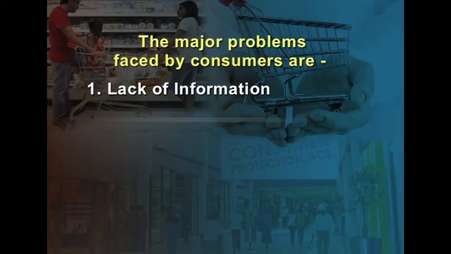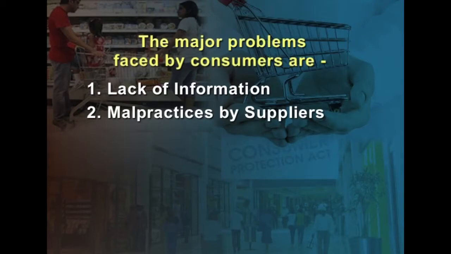The information may be about the arrival of new product or service, availability of a product, changes in the existing product, etc. In the absence of information, consumers may not be able to make proper decisions of purchasing product or services. The second problem that is faced by consumers is malpractices by suppliers.